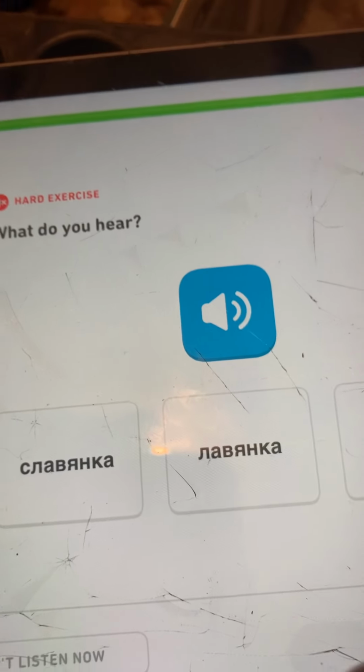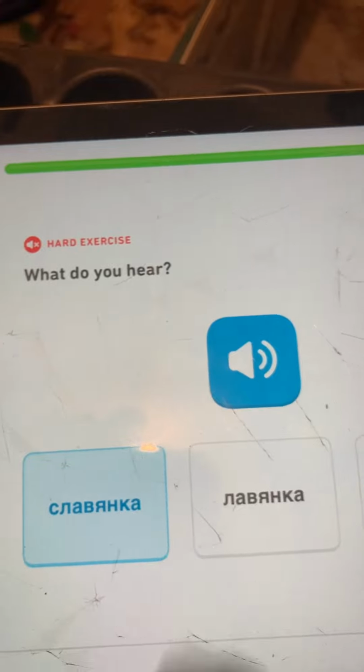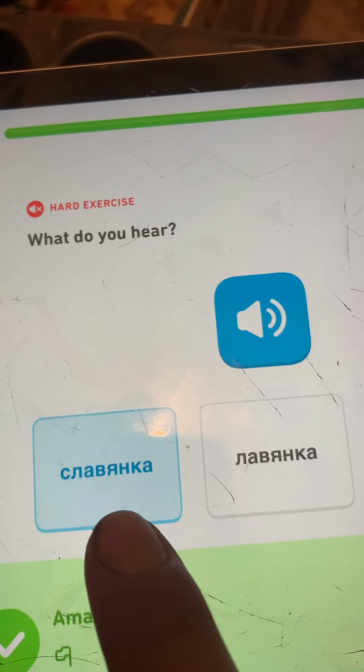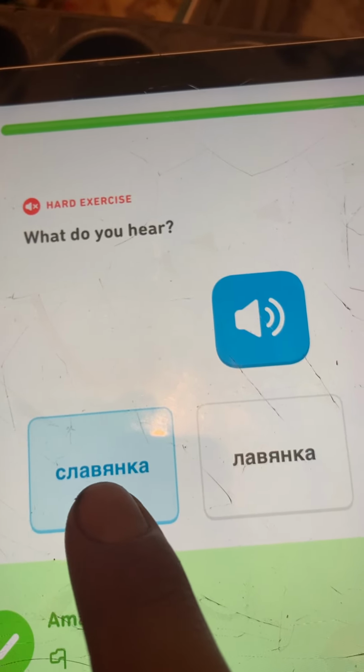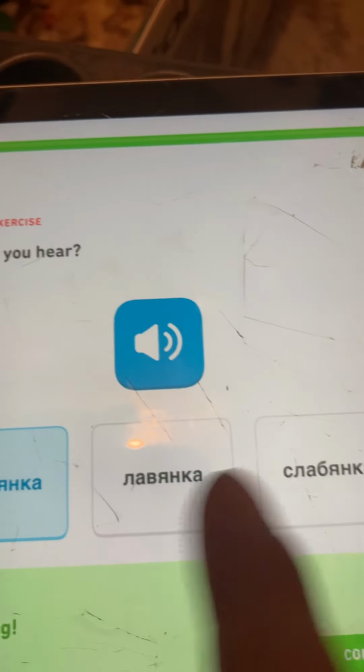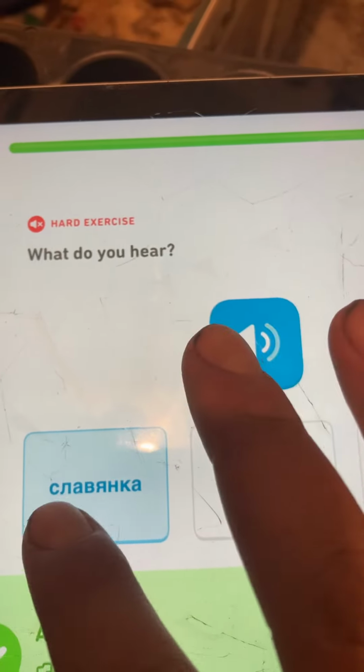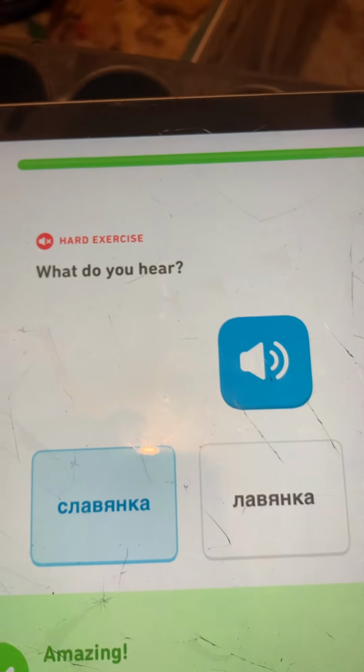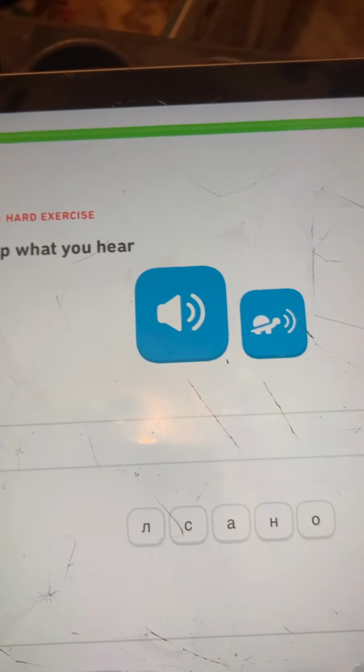Slavyanka. The only difference on this one was that it sounded like a V rather than a straight B. Slivyanka.